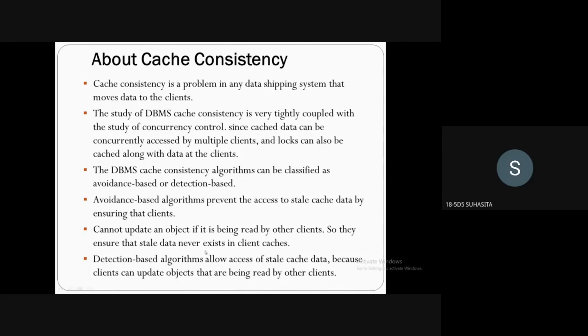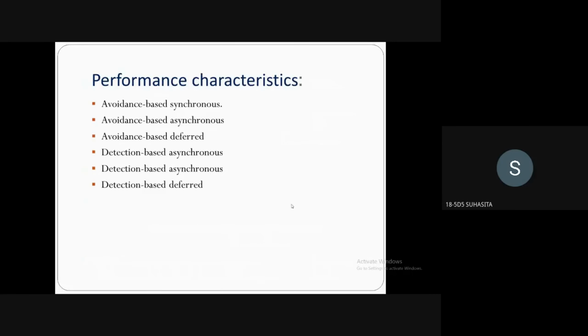And the next one is detection-based algorithms. These detection-based algorithms allow the access of stale cache data. In avoidance-based, they prevent the access, but in detection-based, they allow the access of this old data. Here, clients can update objects that are being read by other clients. These algorithms are further classified into synchronous, asynchronous, and deferred. Based on these alternatives, we will discuss the performance characteristics.